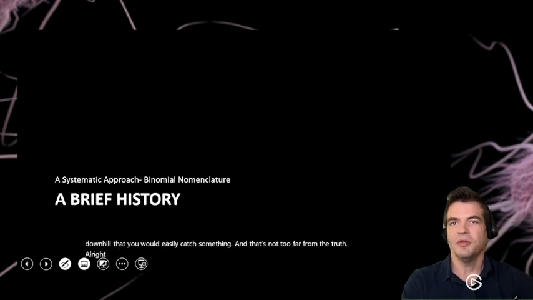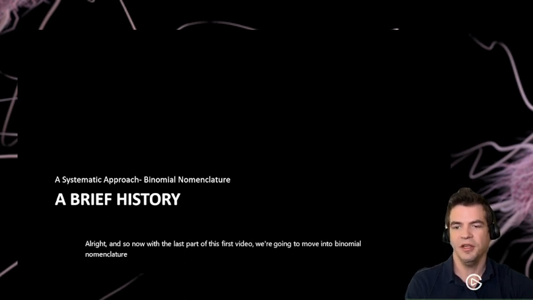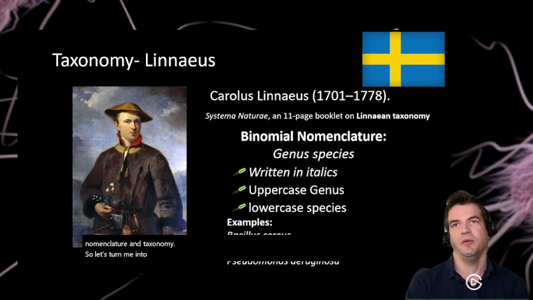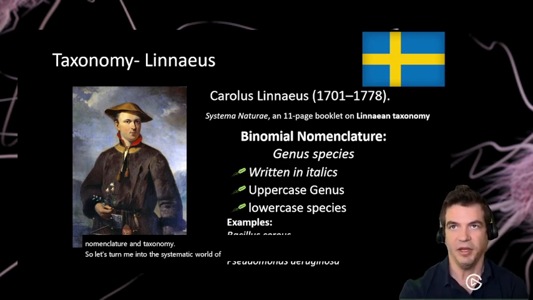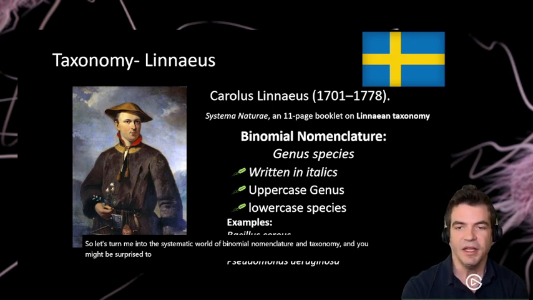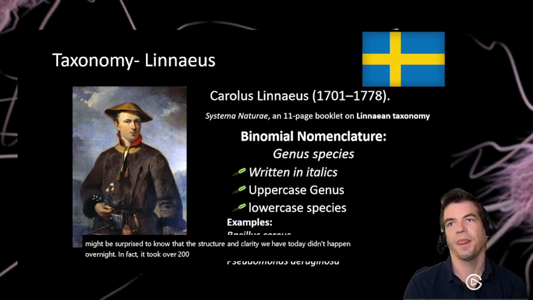Alright, and so now with the last part of this first video, we're going to move into binomial nomenclature and taxonomy. So let's journey into the systematic world of binomial nomenclature and taxonomy, and you might be surprised to know that the structure and clarity we have today didn't happen overnight. In fact, it took over 200 years, as we'll see.